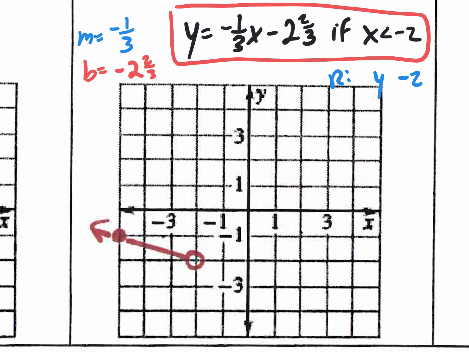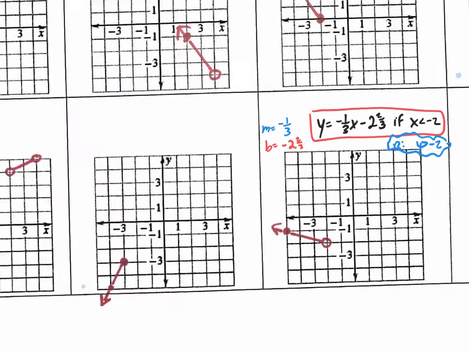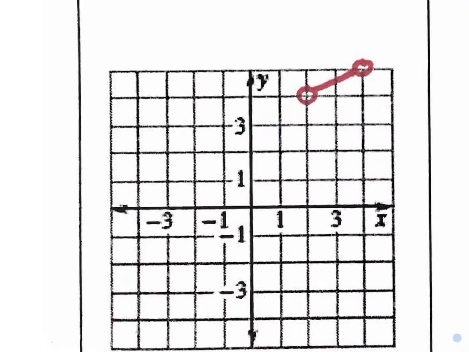Negative 2 greater than. So y is greater than negative 2. Why? Because the y values are up and down. This thing obviously starts at that low value of -2 and it goes up forever, up and to the left forever. So you'd say y is greater than -2. All right, let's move on to this guy over here.